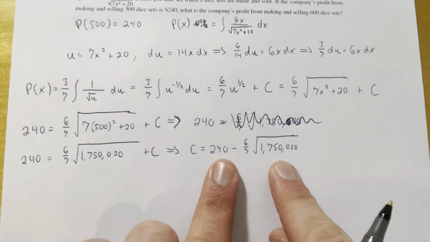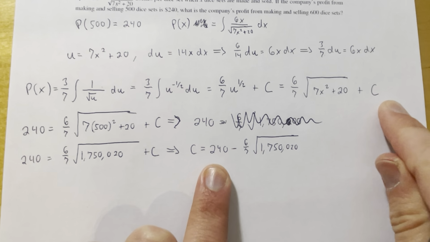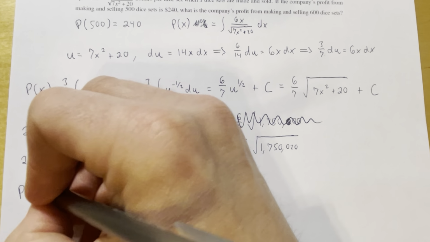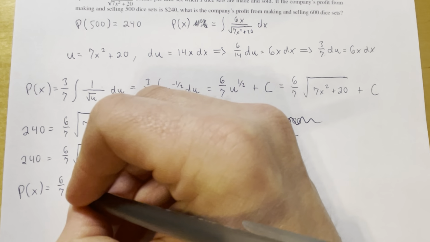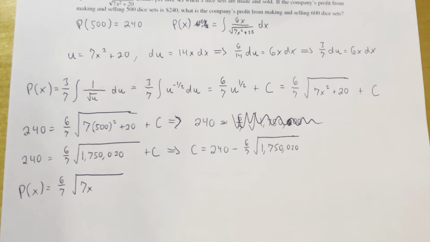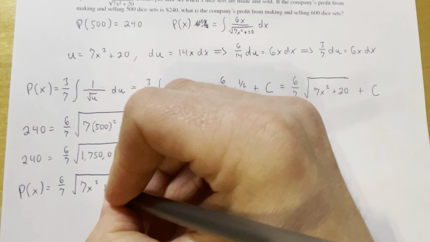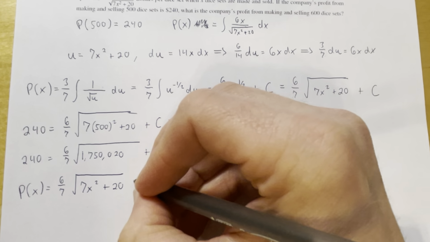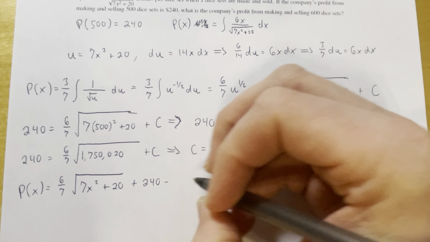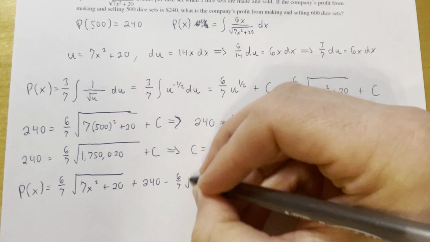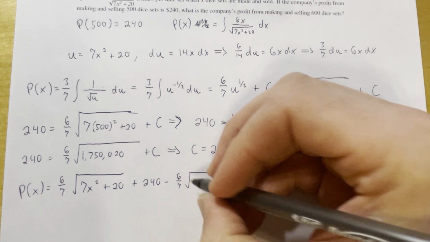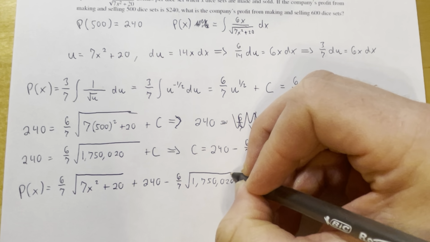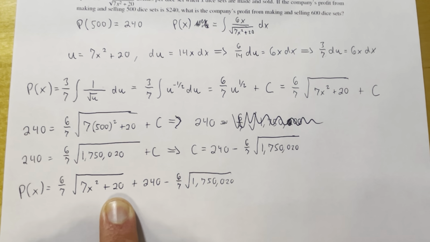Okay, this I can now plug in for the c up here. So I have p of x is equal to 6/7 times the square root of 7x squared plus 20 plus this constant, so plus 240 minus 6/7 times the square root of 1,750,020. Okay, this was not really what we were asked for.